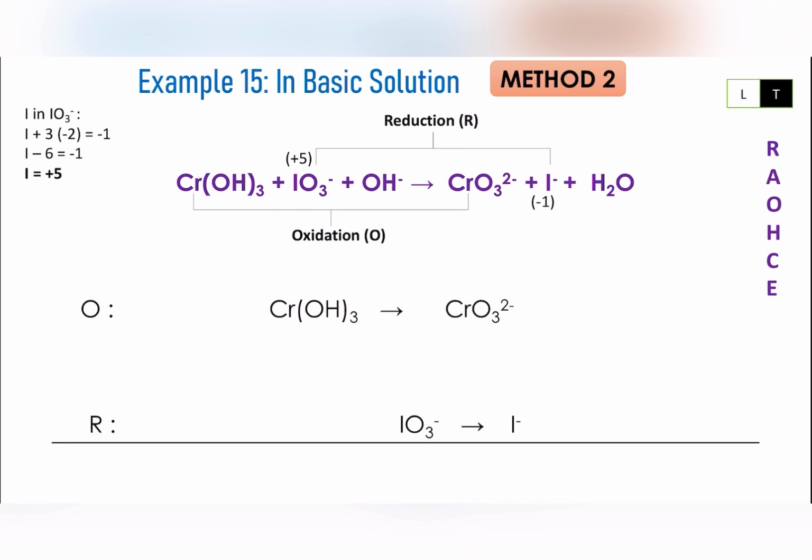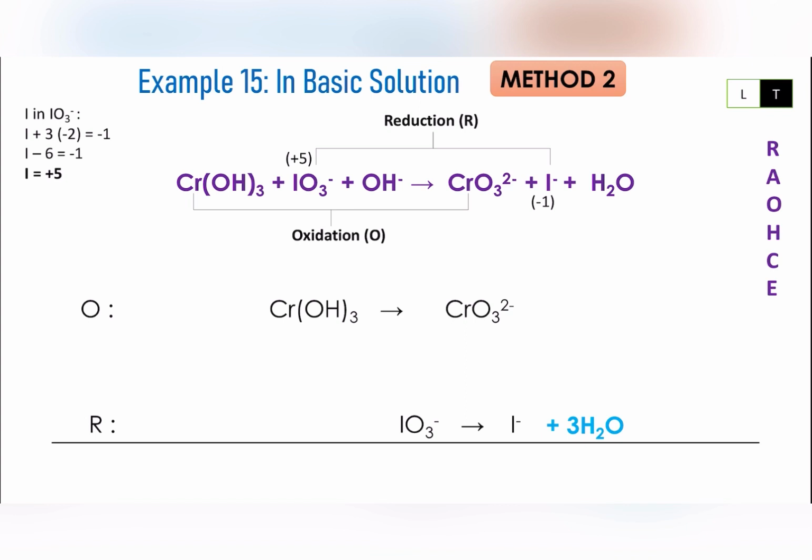Now I'm going to continue with oxygen. In order to balance that, you have to add water. So you got 3 oxygen atoms here at the left side and 3 at the right side, so nothing to do. Now for reduction, you have 3 oxygen atoms here, so I'm going to put plus 3H2O.